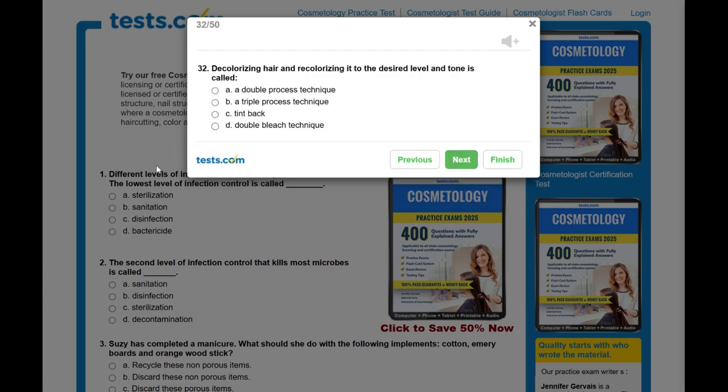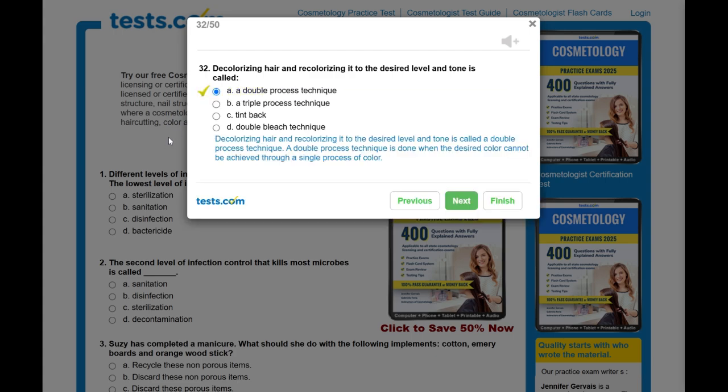Question 32. Decolorizing hair and recolorizing it to the desired level and tone is called A. A double process technique. B. A triple process technique. C. Tint back. D. Double bleach technique. A. A double process technique. A double process technique is done when the desired color cannot be achieved through a single process of color.